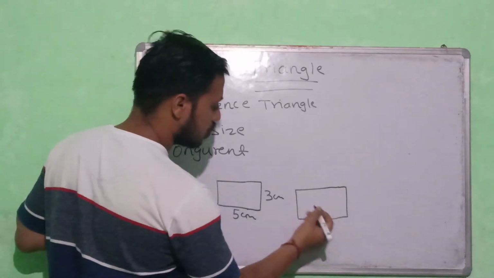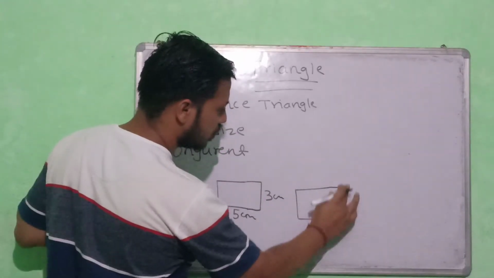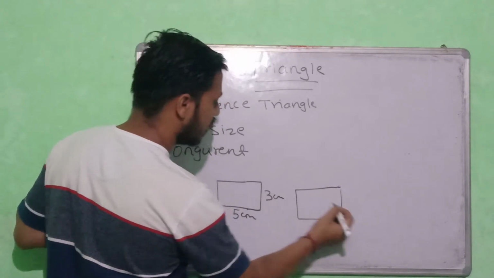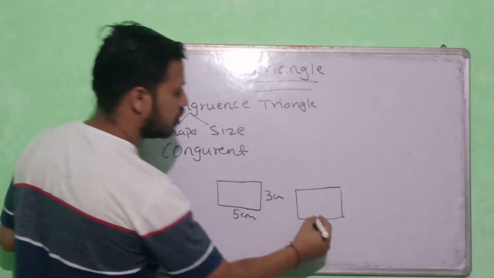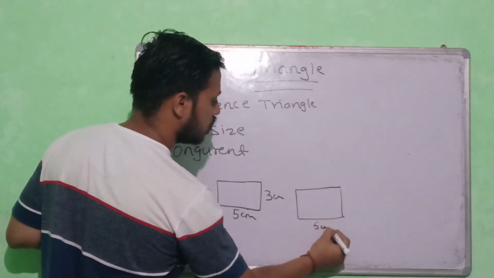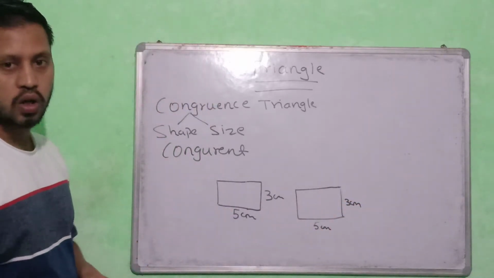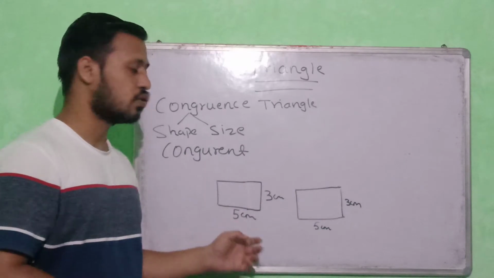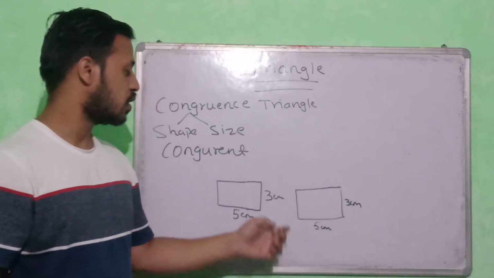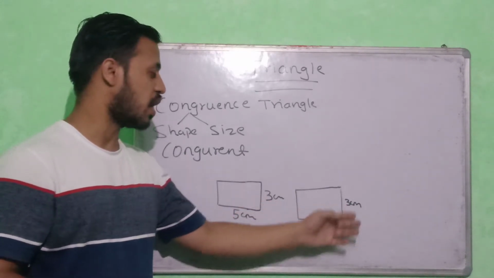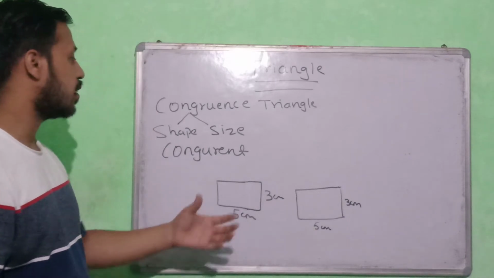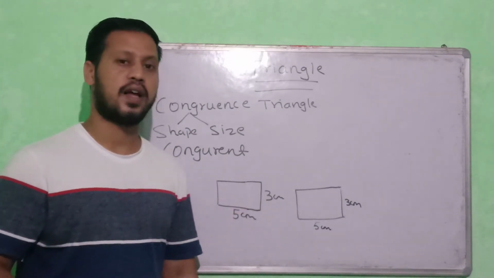Next we will talk about size. This is 5 centimeter and this is 3 centimeter. Size is also same. Length here is also 5. Breadth is 3. Breadth is 3. Then we can say that they are congruent.